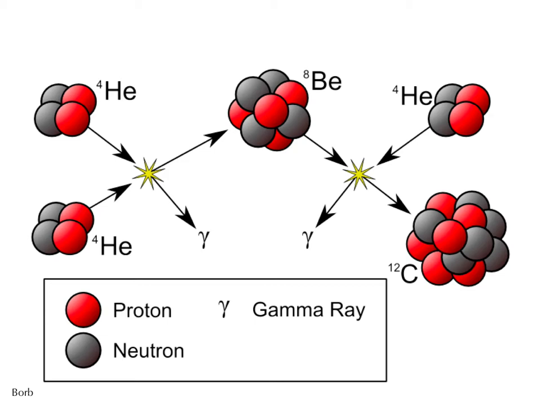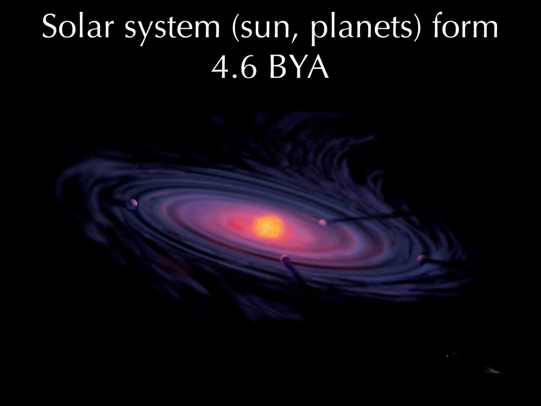How does it get inside you? Yep, right, the star explodes, the particles spread out, and then eventually go back together and form a new solar system. Good. And so it's happened with us. Our solar system and planets formed about 4.6 billion years ago.